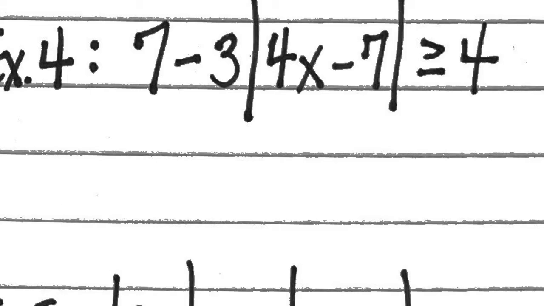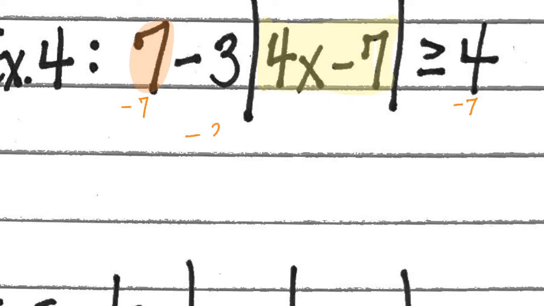Remember, on the absolute value, this is the inside of the absolute value. In order to solve these, we need this absolute value all alone. So the first thing I have to do is get rid of the numbers that are not in the absolute value. So for example, this 7. How do I get rid of that 7? Good. I'm going to subtract 7 over.